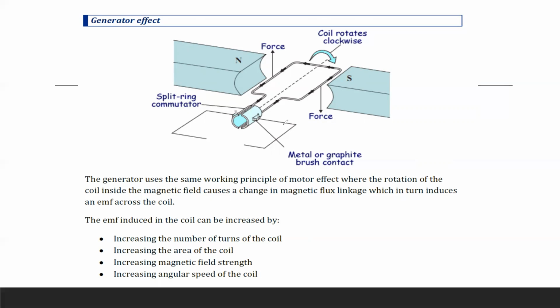So when we rotate the wire, a generator can also be used, or sorry, a motor can also generate electricity. If we rotate the coil in a magnetic field, there is a change in magnetic field, and that will induce EMF. And if we want to increase the induced EMF, we should increase the number of turns, use a large coil, use a stronger magnet, or move at a higher rate.